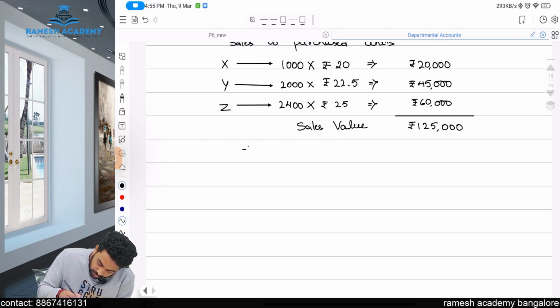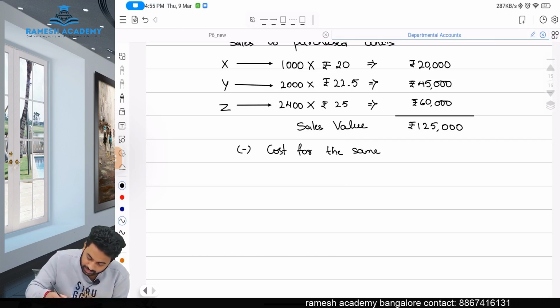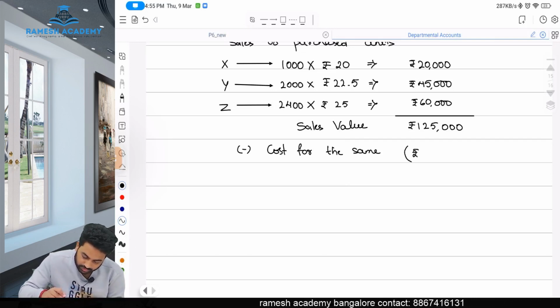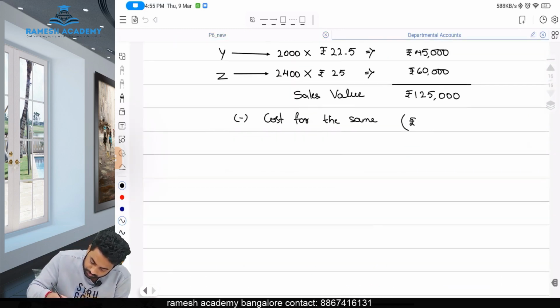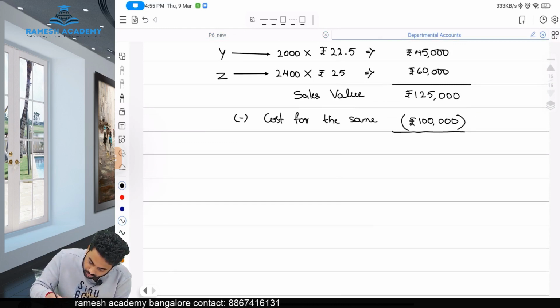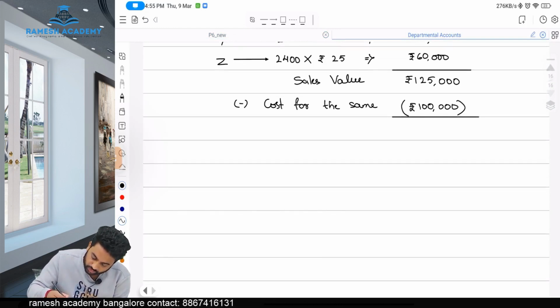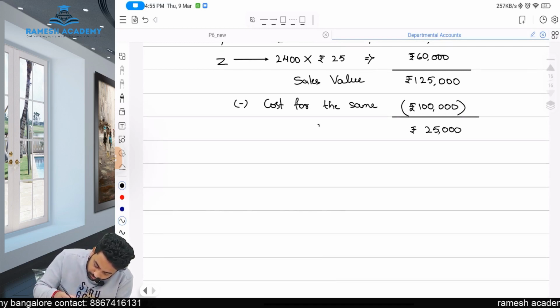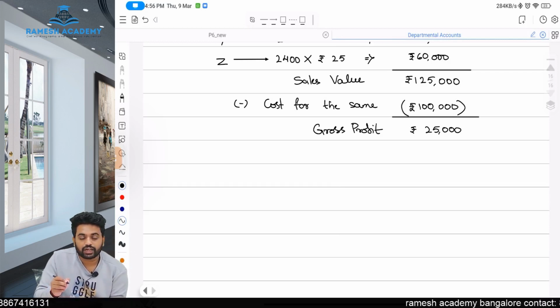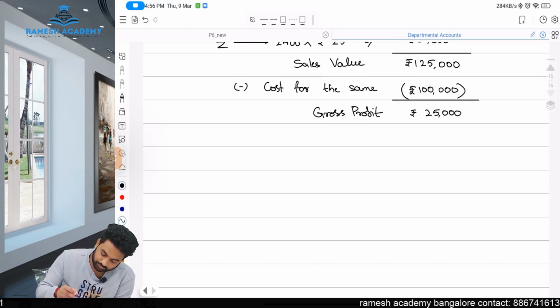Sales value minus cost for the same. To purchase so much, how much we are spending, sir? We are spending 1 lakh rupees. Purchase value is 1 lakh rupees. Okay, 1 lakh. So how much we are going to get as a profit? We are going to get 25,000 as a gross profit. This is not actual gross profit, okay? We are trying to find out a gross profit percentage.